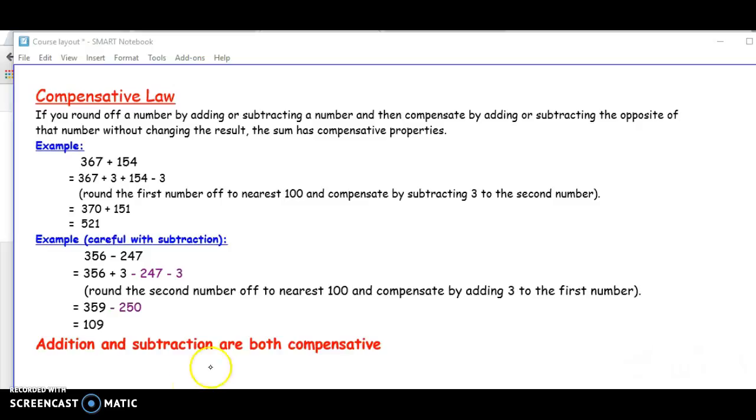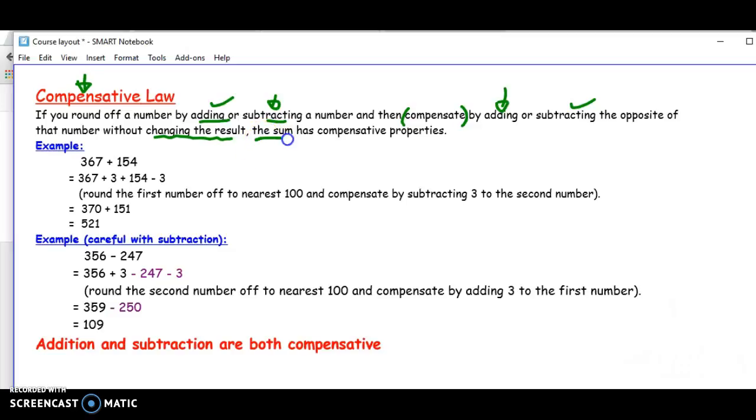For the next few exercises, we need to understand the compensative law. Compensative law. It is to compensate for something. And what we basically do is we round up numbers by adding or subtracting a number and then compensate. So if we add here, then we're going to subtract by compensation. And if we subtract here, we're going to add by compensation. The opposite of what the number would, without changing the result. That is very important.